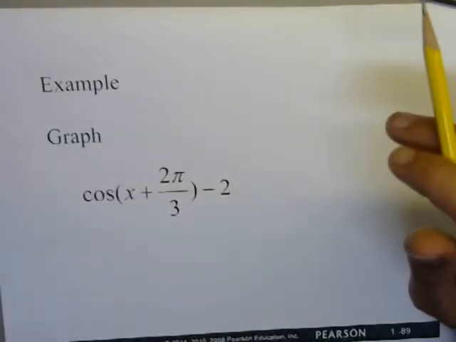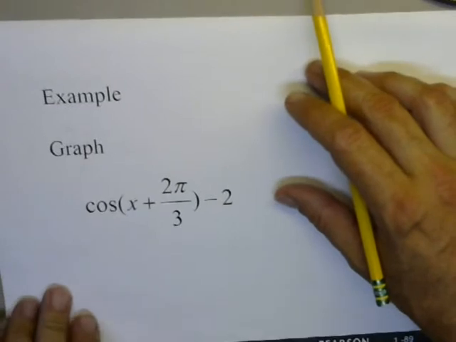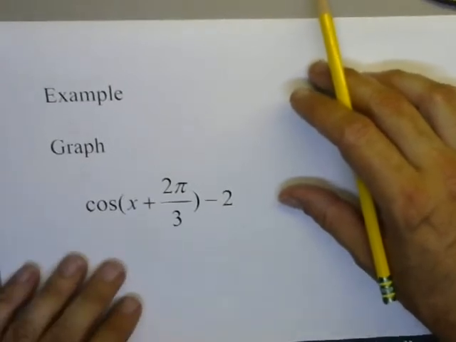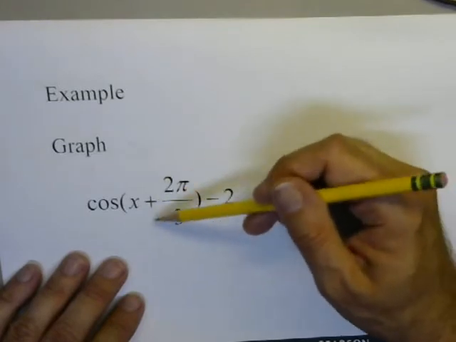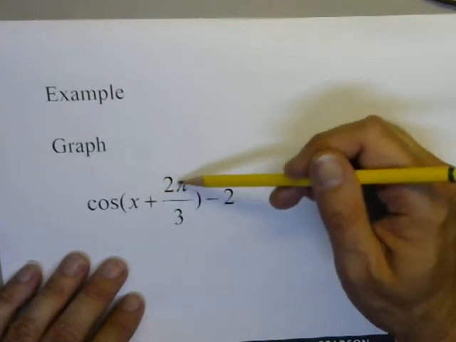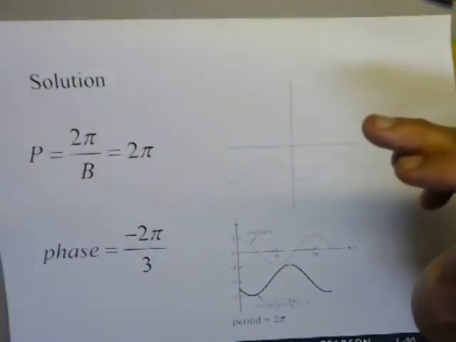So here's an example. This one's pretty easy. Right, so this is just going to take the graph of cosine and shift it. Remember that you take the opposite of the sign, it'll shift it 2 pi thirds to the left, and then it will shift it down by 2.